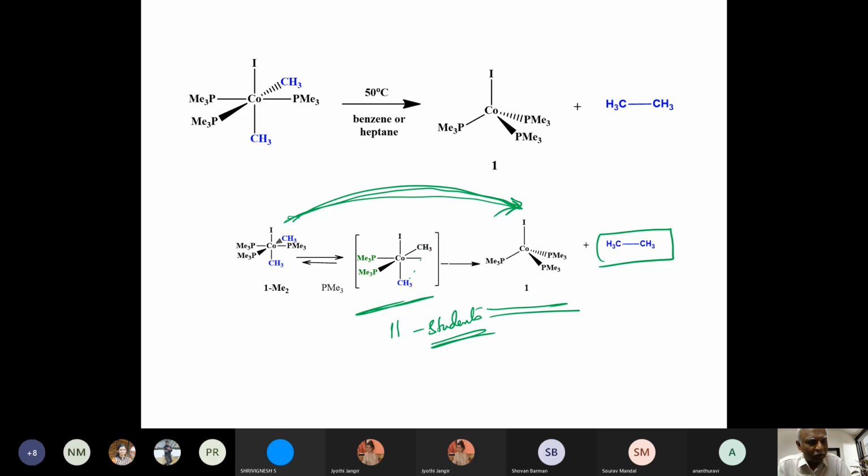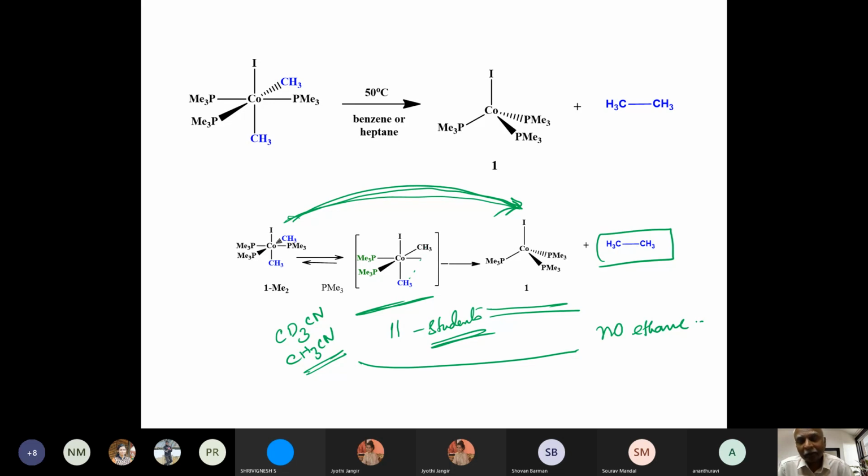But what they found was, if they did this reaction in CD3CN or CH3CN for that matter, the reaction stopped completely, which made them suspicious that there was a dissociation event involved prior to the elimination of ethane. If you do it in CH3CN, no ethane. So that is why they suspected that maybe PMe3 dissociation was involved.